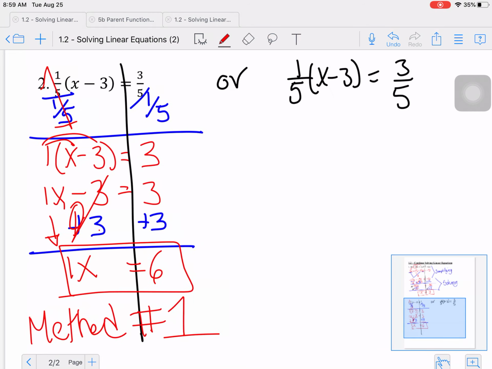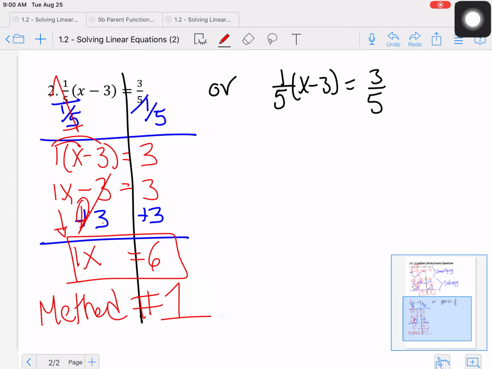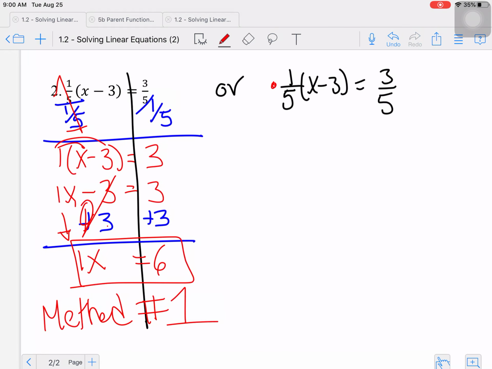Let's go ahead and do the other one. Cool. So again, I'm trying to get rid of that 1 over 5, right? Well, we already tried to divide it. How about let's try to multiply? Okay? Now, to be able to do that, you're going to go ahead and multiply it by the reciprocal. Well, how do we do that? We're going to multiply both sides, not by 1 over 5, but by 5 over 1.